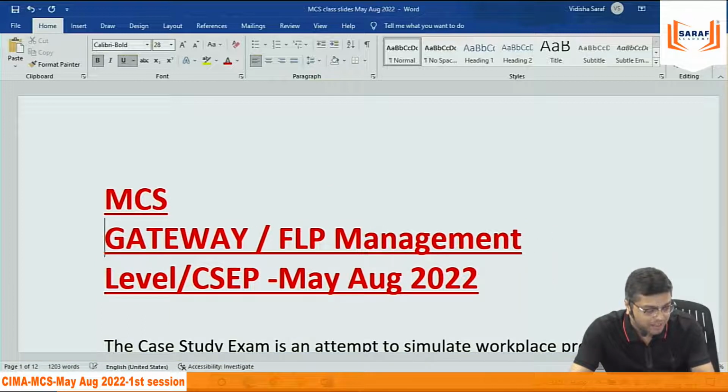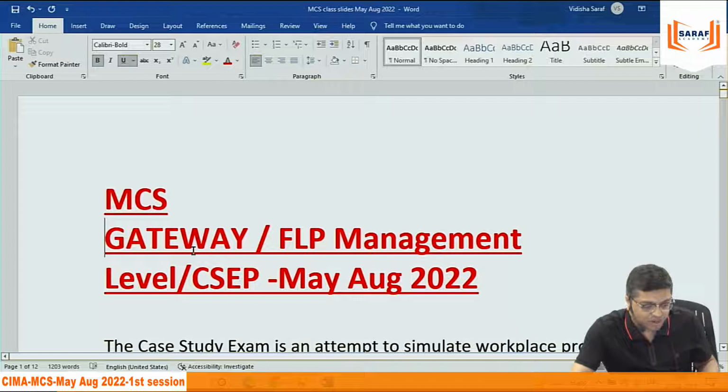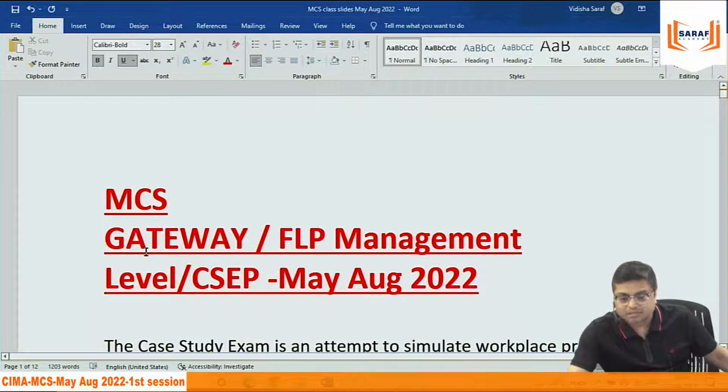This Management Case Study exam is relevant for Gateway students, FLP students, and CSAP students. All are required to give the same exam, same paper, same marking, same passing criteria, same study to be done. Gateway students, presently for the last one and a half years, the institute has virtually closed the gateway route.